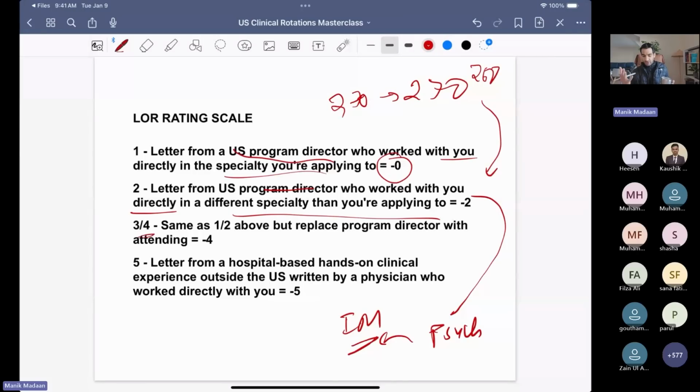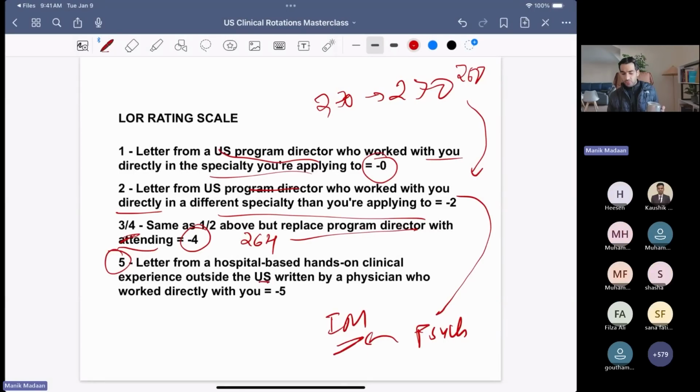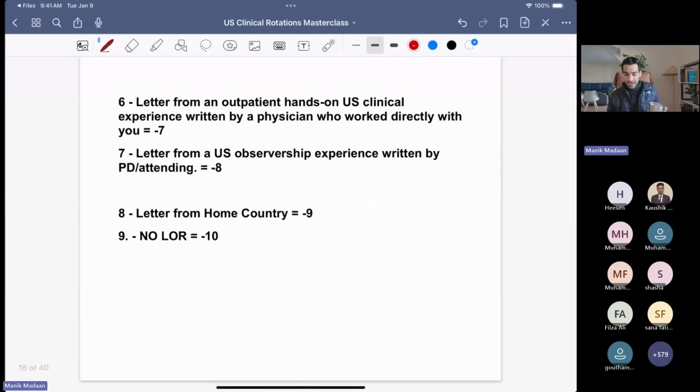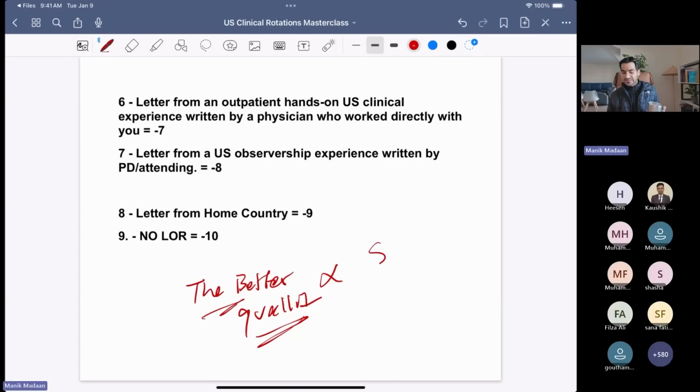Let's say the third or fourth level would be same as the above, but replace the program director with an attending, right? So you get a -4 here. So your 270 went to a 264. The fifth level could be, let's say, hands-on clinical experience outside of the US written by a physician who worked directly with you, right? This could be a -4, which is your 270 went to a 265 or something. This is 266. My maths is off today. Yeah, this is 266 here. But I think you get the point. So the better the quality of your experience, it leads to a higher STEPZ score, right? Because we are subtracting less.